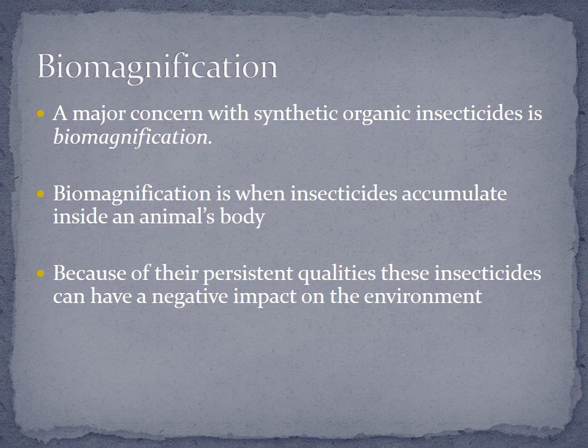As we just mentioned a minute ago, we need to talk about biomagnification. As I had said, this was a big problem with DDT, and one of the main reasons why it's not still on the market. A major concern with these synthetic organic insecticides is going to be biomagnification. Biomagnification is when insecticides accumulate inside an animal's body. Because of their persistent qualities, these insecticides can have a negative impact on the environment. And that's what we're finding, obviously, with DDT and things like that, because it is still used in other countries.